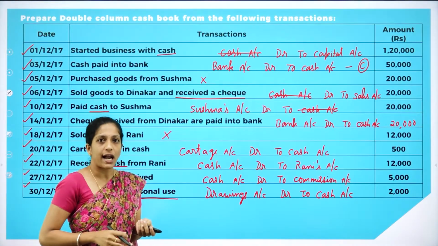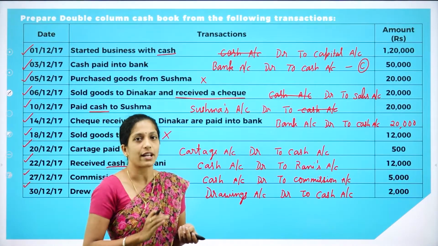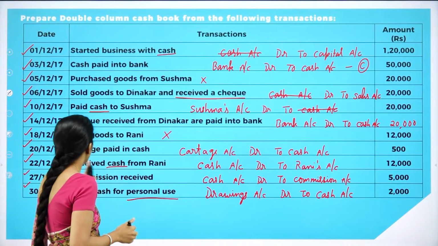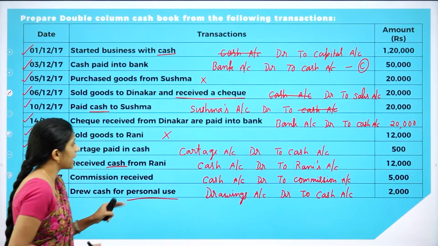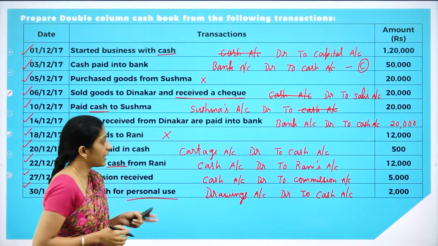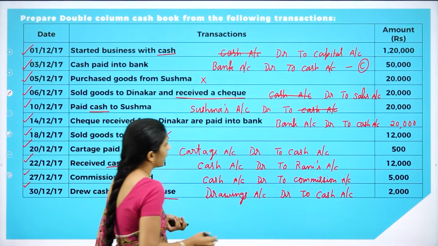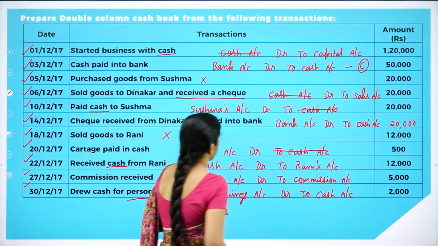Next is 18/12/2017, sold goods to Rani. As I told, it is a credit transaction. You are not going to record it. Next, 20/12/2017, cartage paid in cash. So your entry was cartage account debit to cash account. So leave this cash account.